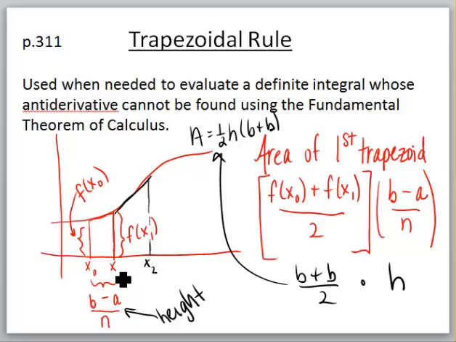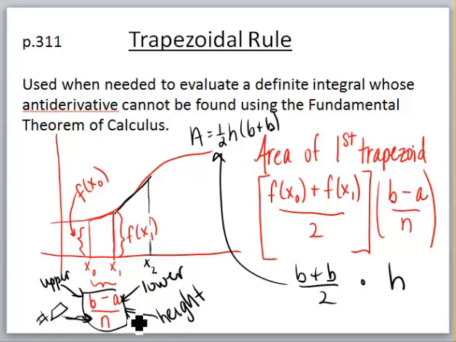Well, this is my b and this is my a. And then n is the number of trapezoids there are here. In this particular problem, I only had one trapezoid drawn. Now I have 2. But what you're doing is taking your lower bound and your upper bound and subtracting those two. So this is your upper bound, and this is your lower bound. This whole thing represents the height, though.